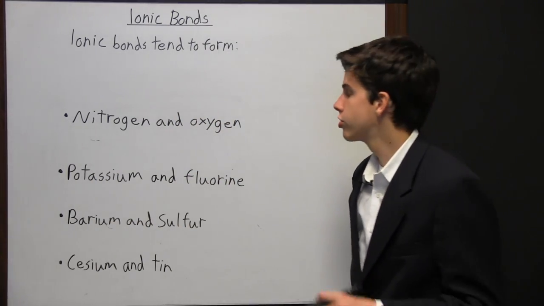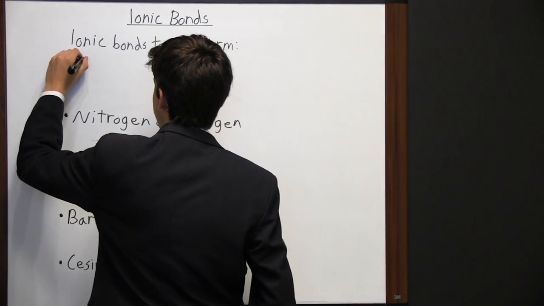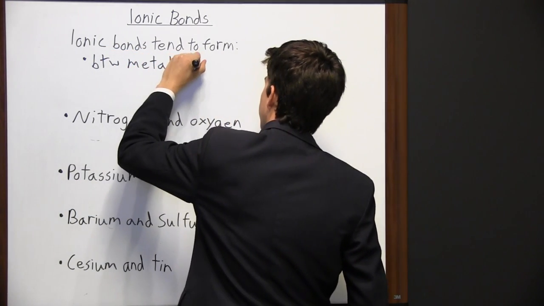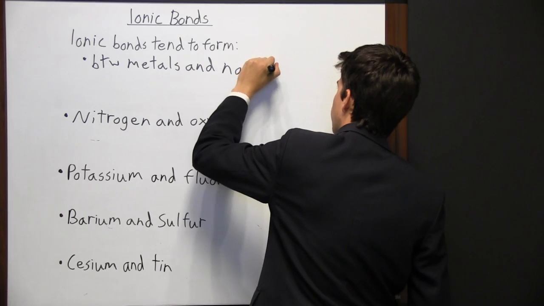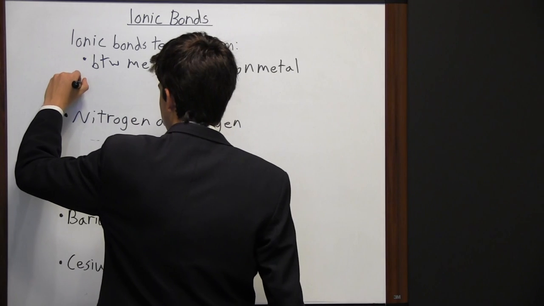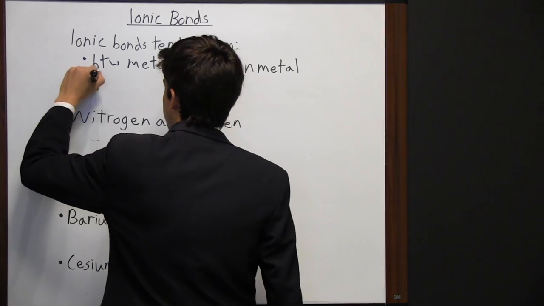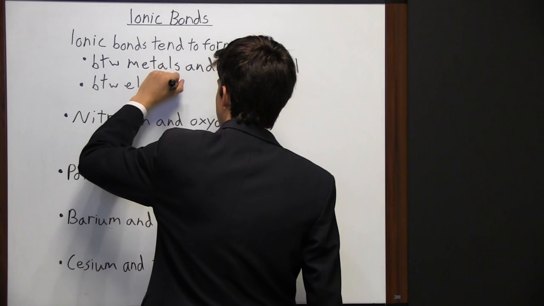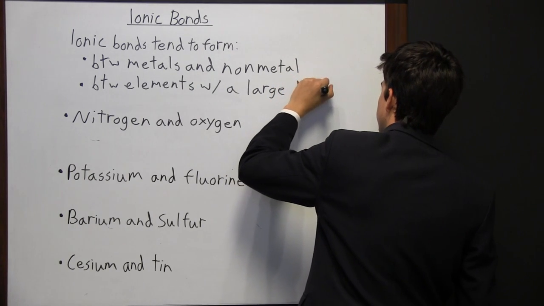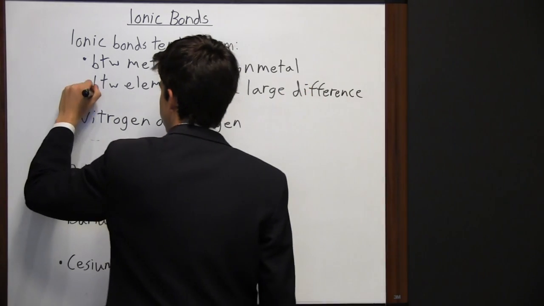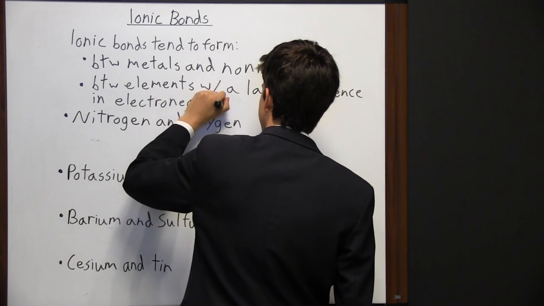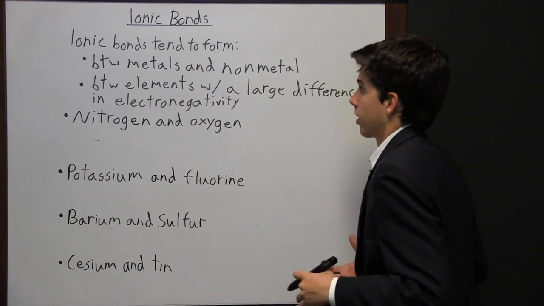Ionic bonds tend to form under two certain criteria. And the first is ionic bonds tend to form between metals and nonmetals. So if you have two elements and one's a metal and one's a nonmetal, an ionic bond is likely to form. Now the second criteria is that ionic bonds tend to form between elements with a large difference in electronegativity. So the larger the difference in electronegativity, the better the chance ionic bonds are going to form.